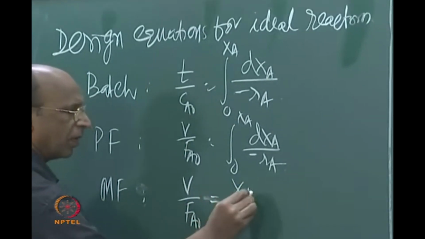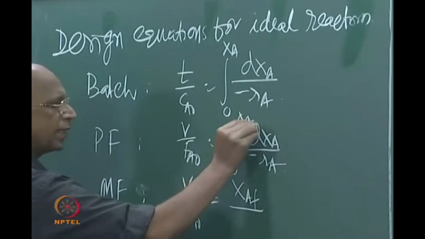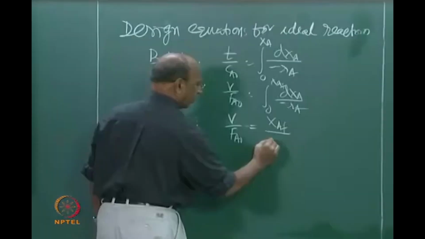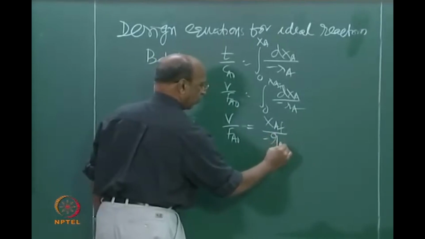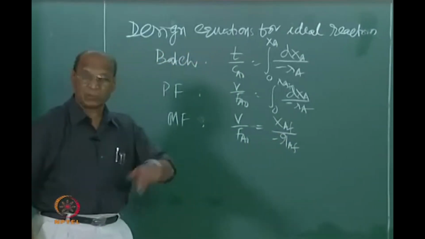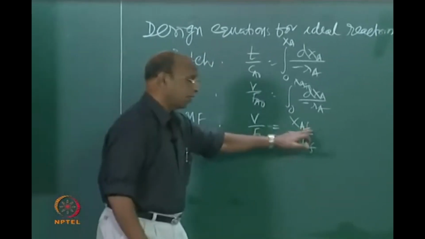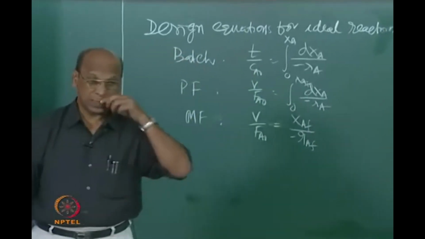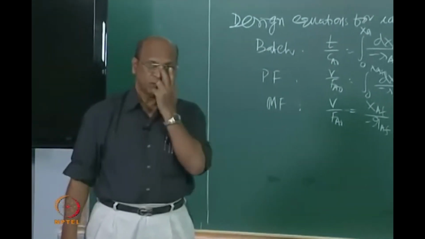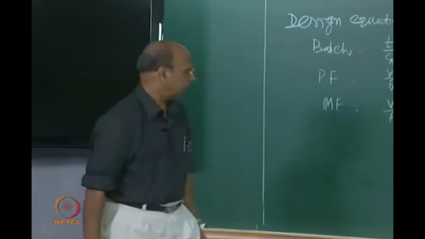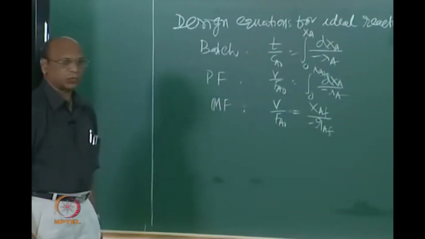x a f by minus R a. To be very precise, I should write minus R a f, because I have written x a f here, because that is the rate corresponding to only the outlet. So, these are the three equations which we have derived.